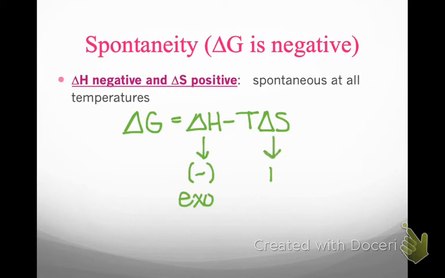And when delta S is positive, we know that more disorder has increased in that reaction, and we know that that is going to be a spontaneous reaction as well. So if both of these are favored, then delta G will always be negative. So no matter what temperature you put in there, if the delta H is negative and the delta S is positive, it's going to be spontaneous at all temperatures. So that's probably the easiest one to remember.